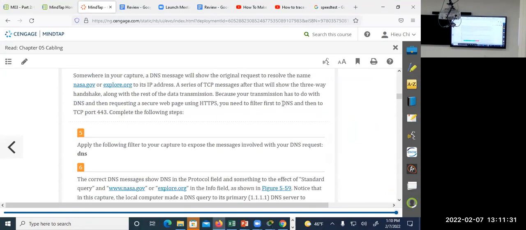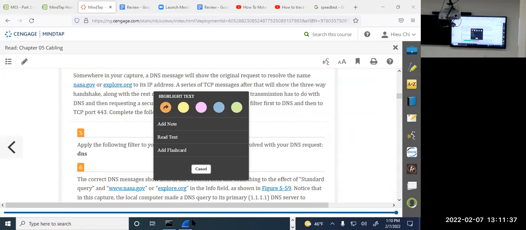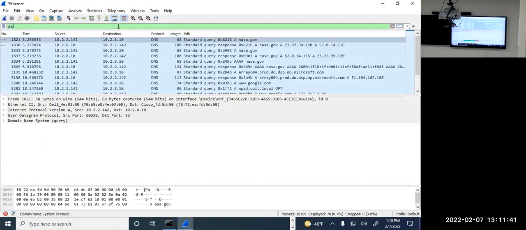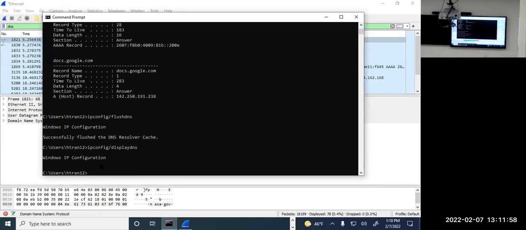Now you can filter on DNS to see which packets work with DNS. So I filter by putting DNS here. You see, it queries here, right? Because I cleared everything in my cache, I don't have anything in my cache here. That's why if I want to go to nasa.gov, the first thing I have to do is query my DNS server, and you can check it here. You can click the IP number.